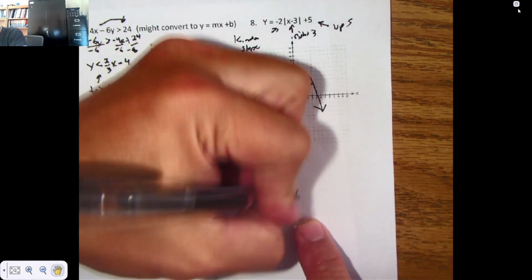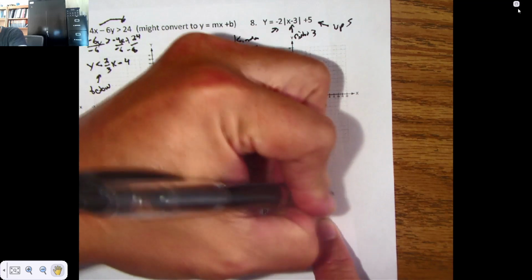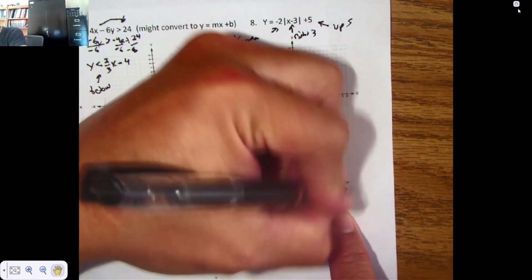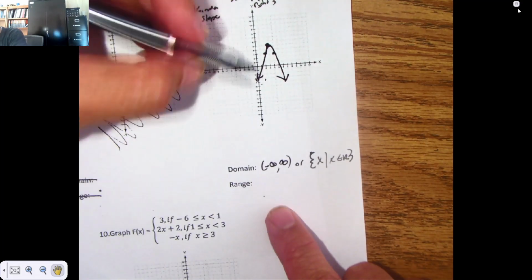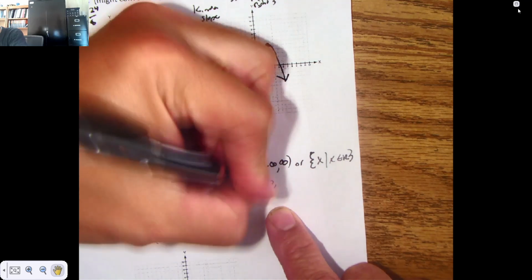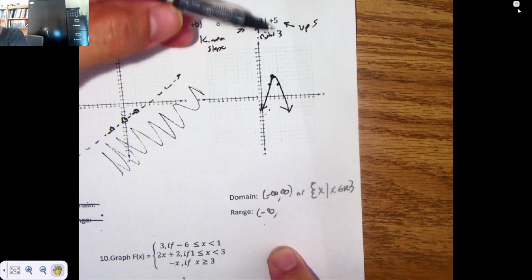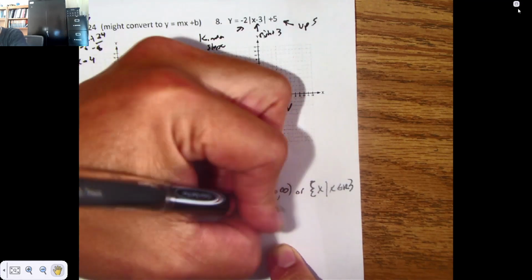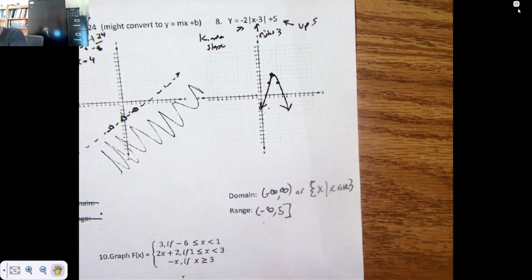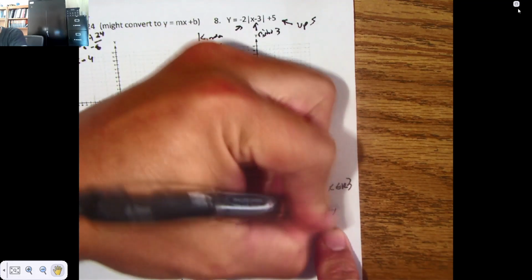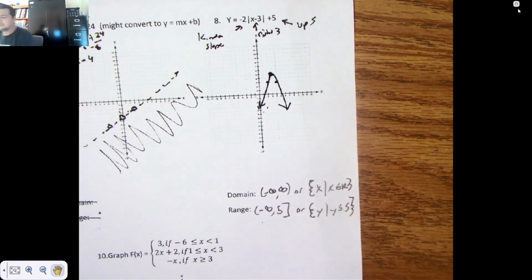Domain of all v's is -infinity to infinity. Or if I like my set builder notation, all values of x, sorry, I'm tired, such that x is an element of the real. The range here, the low value is -infinity, and it rises all the way to 5. Look at that 5 up there. Rises all the way to 5 with a bracket, because that's a solid dot. Or all values of y such that y is less than or equal to 5. Almost done. And I need to be. About to have some kids at my door.